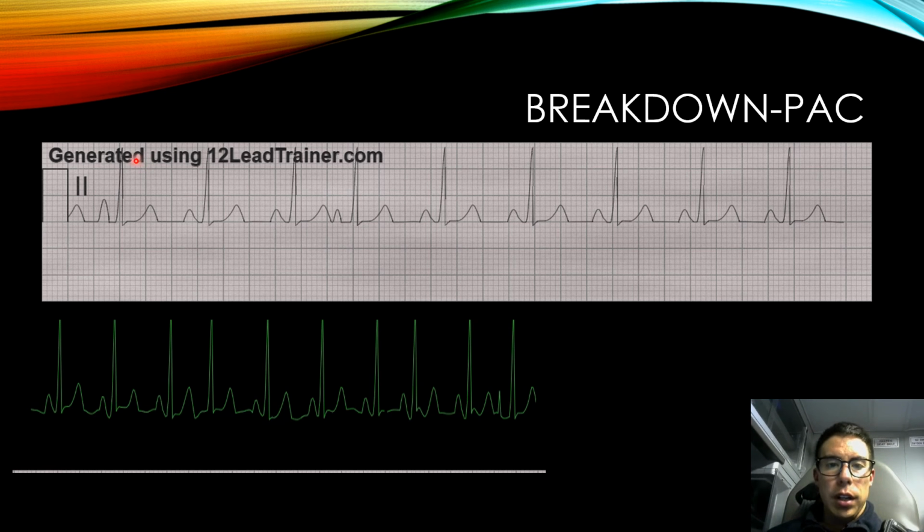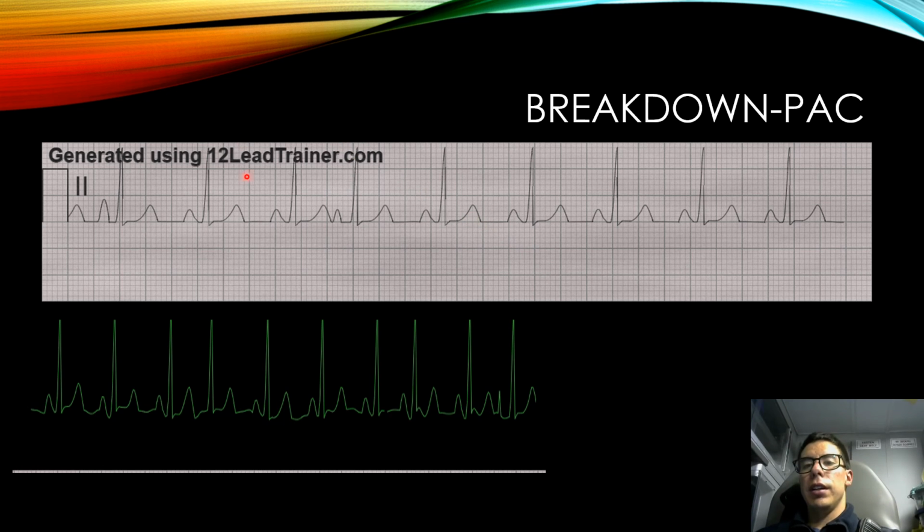So let's go through our steps. Is this a regular rhythm? Yes. Now, technically no, because see right here, that's not normal. But the reason I say yes is because the actual underlying rhythm, which would be from here to there, and from there to there, and there, that's normal RR intervals. So this is a regular rhythm. So the way I would say it is, it's a regular underlying rhythm interrupted by a PAC.